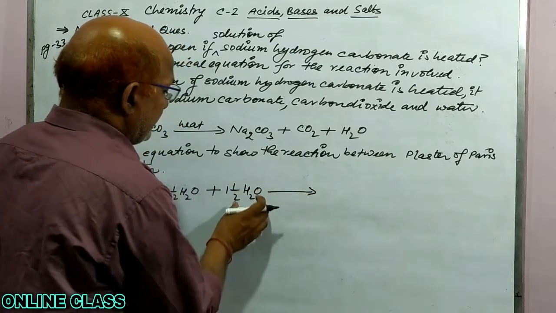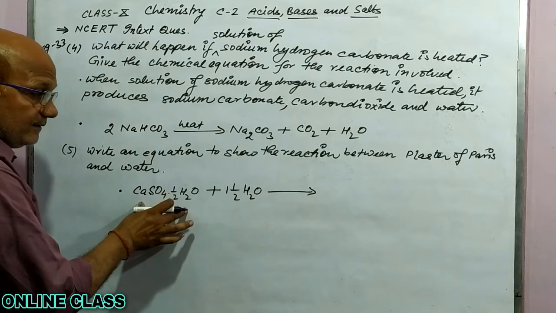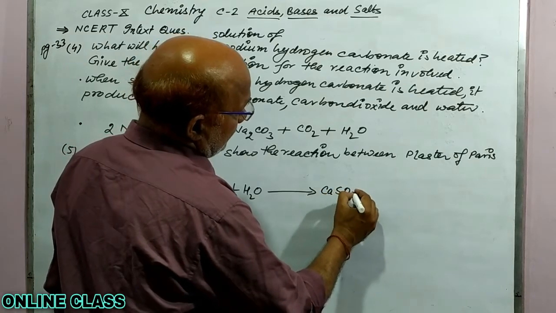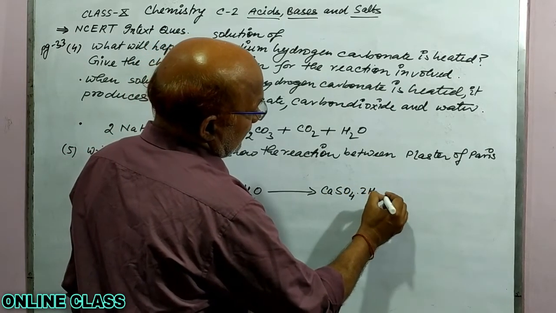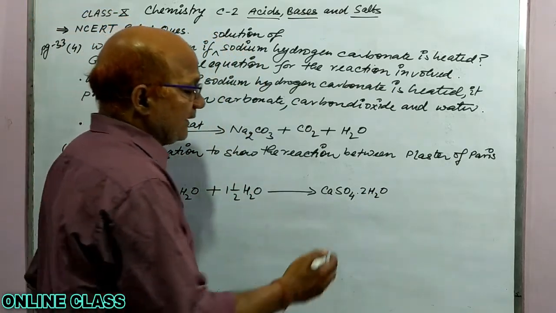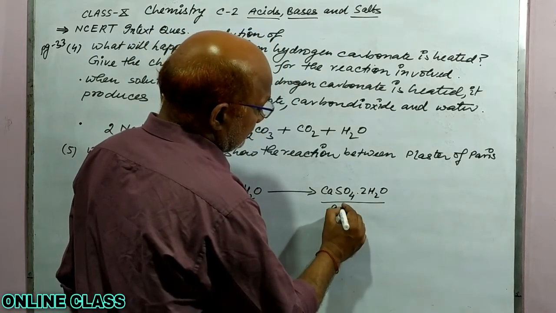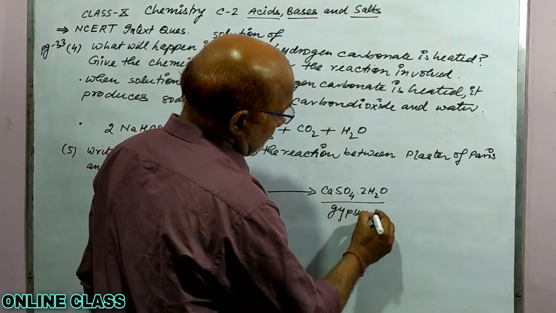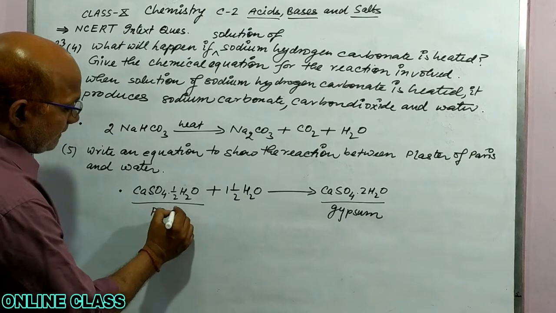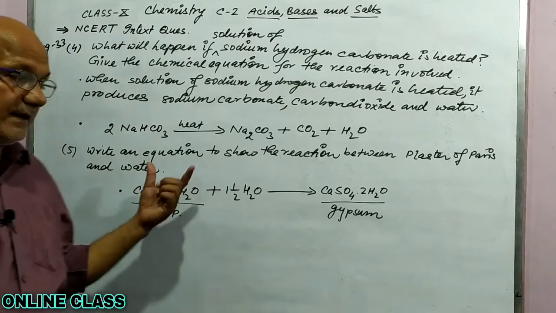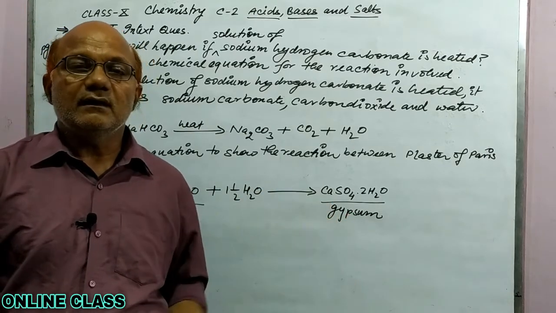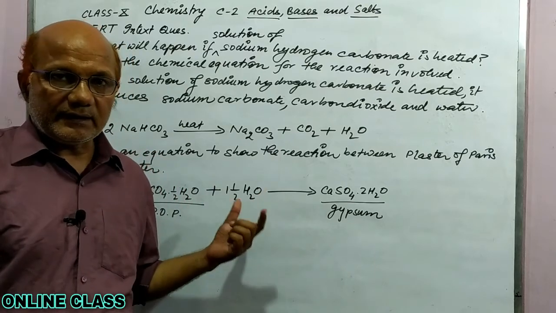So, when water reacts with the plaster of Paris, then it again forms CaSO4 dot 2H2O, calcium sulphate dihydrate. This is actually gypsum. Okay, and this is plaster of Paris. So, when plaster of Paris reacts with water, it forms gypsum, which is a hard substance. Okay. Now, you can again take a screenshot of it.